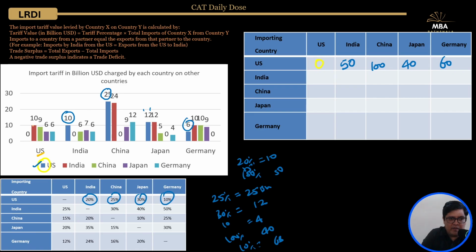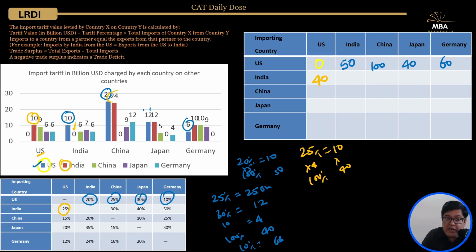Look at this. US. India is this one. India charges 10 billion tariff to US. And how much is India charging? 25%. So in your mind, 25% is 10 billion. So 4 times. 100% is 40 billion. So India imports 40 billion worth of goods from USA. India is not charging itself any tariff.